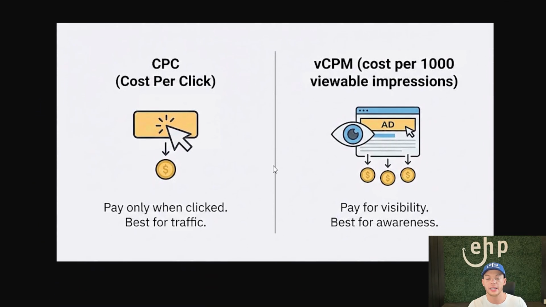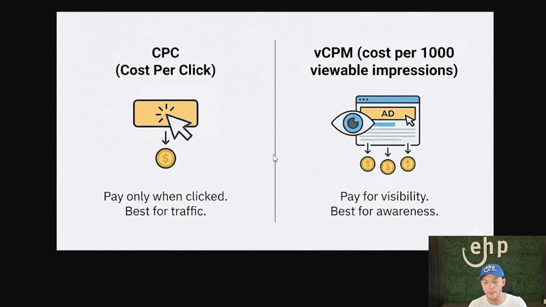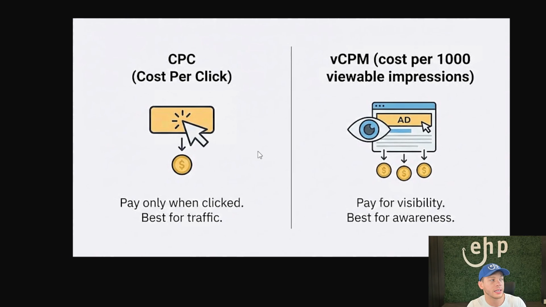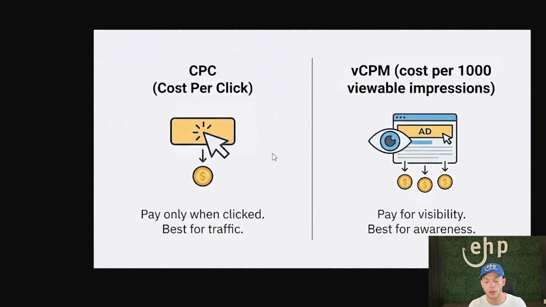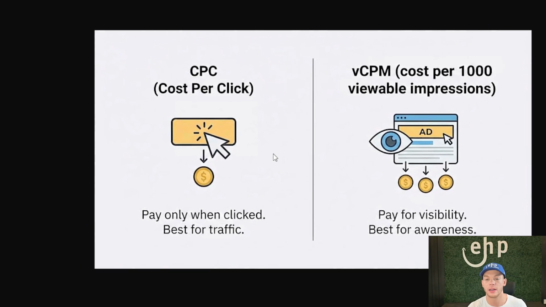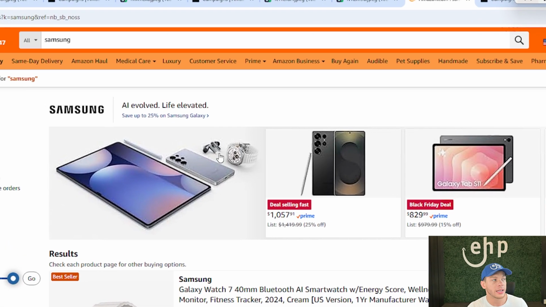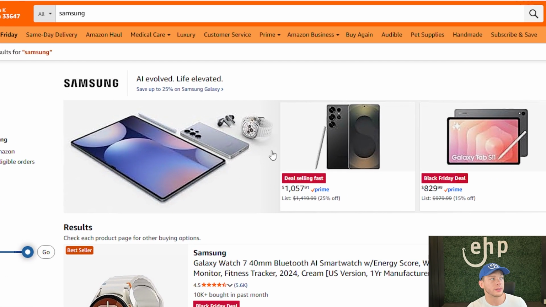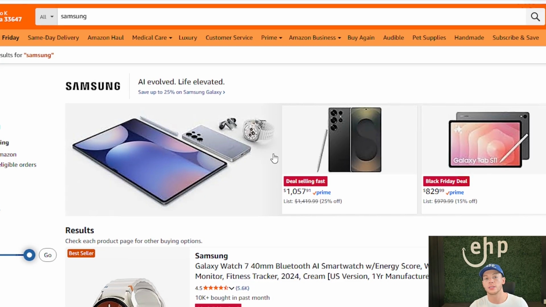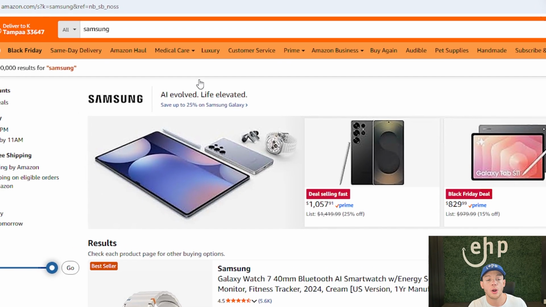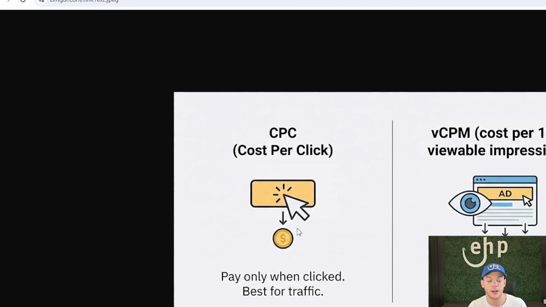Next is going to be cost per click and vCPM, which is cost per 1,000 viewable impressions. Right, the cost per click is going to be super duper important as well. So if I'm running an ad on Amazon, let's go on Amazon right now. If I'm running an ad, here's an ad, and if I click on it, a Samsung ad, how much does it cost if I click on it right now? If it cost 2 cents, it wouldn't be that bad. But if it costs $100 per click, that might be really bad, especially if it's a bot clicking on it or a competitor. So you want to know what your cost per click is at the end of the day.